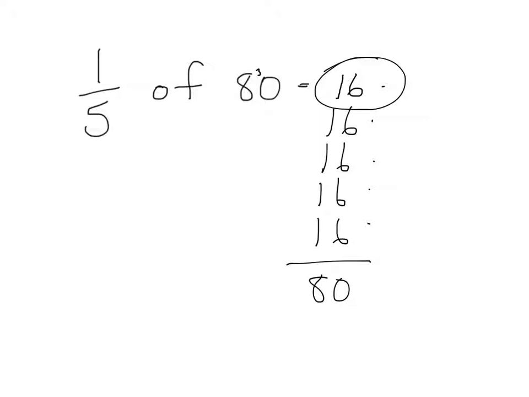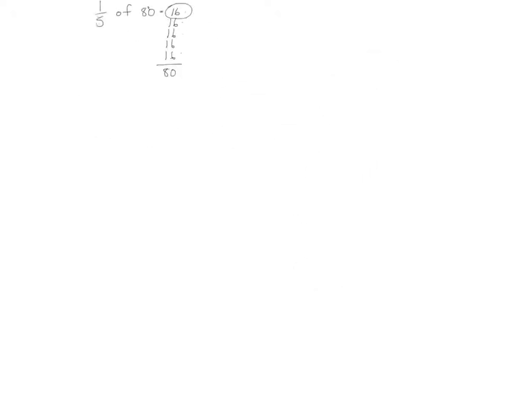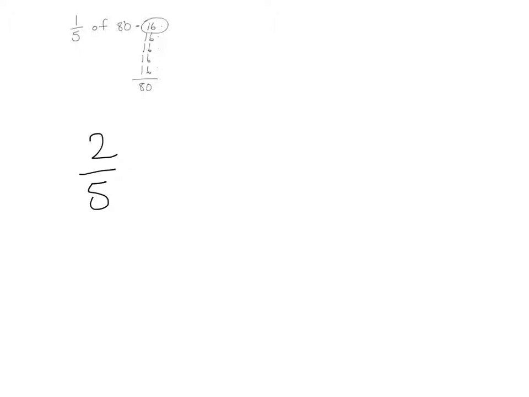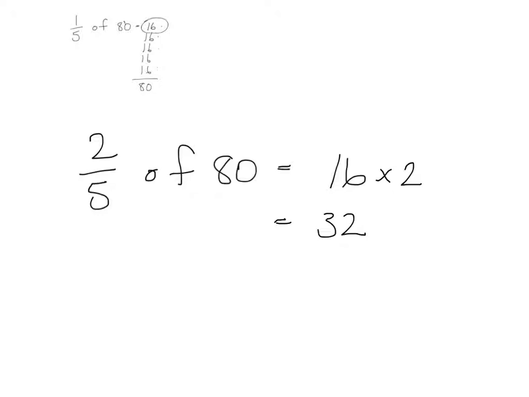If we had been asked what's 2 fifths of 80, well, we would have said take 80 divided by 5 into 5 equal parts. We know that that's 16, but we also know that we need 2 of those parts now this time. So 16 times 2 equals 32. So 2 fifths of 80 is 32.